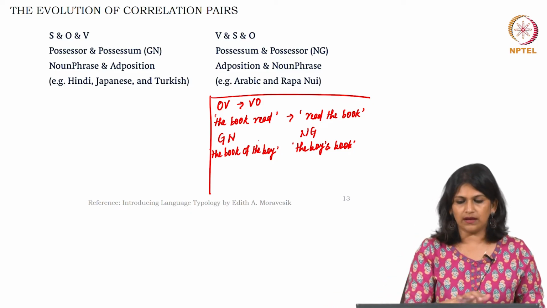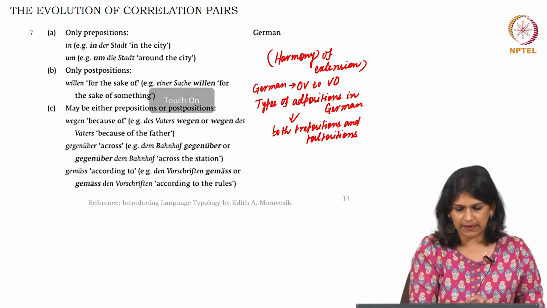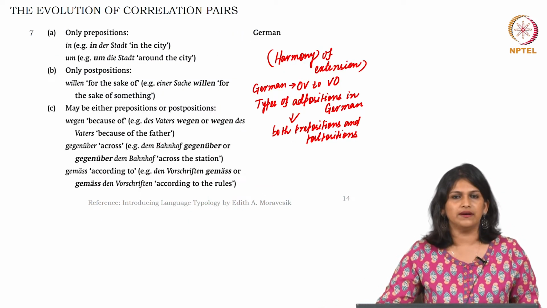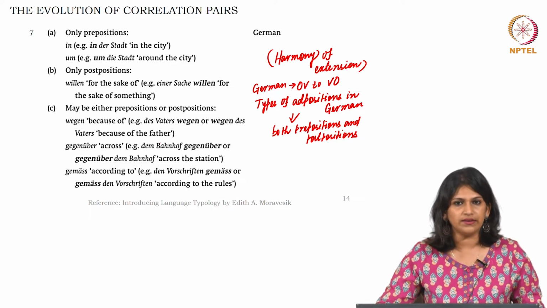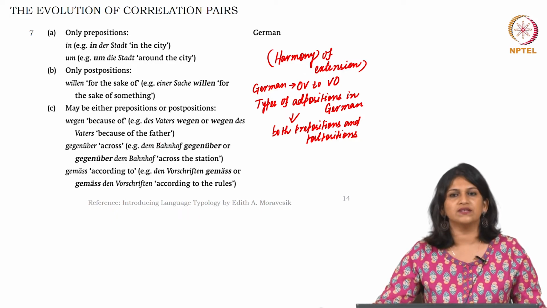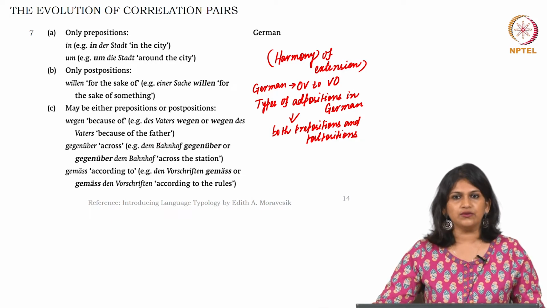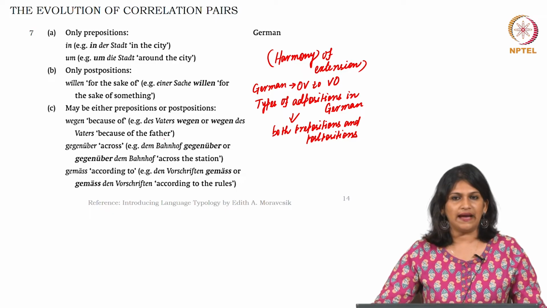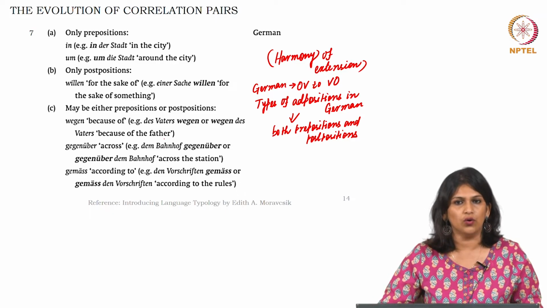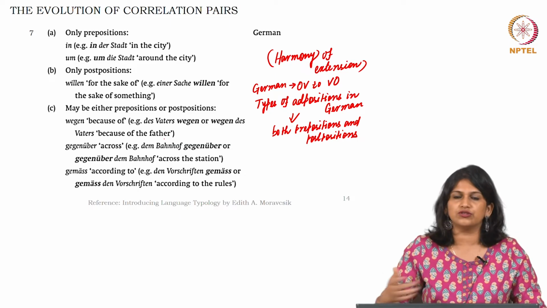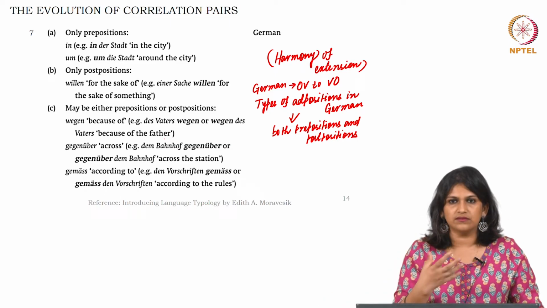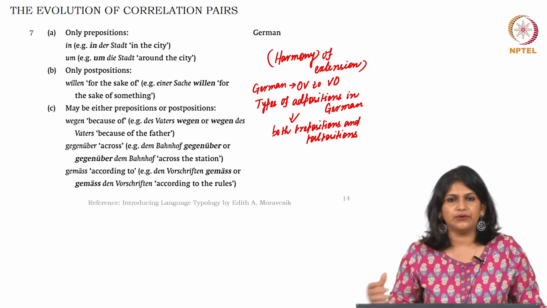One example we will discuss here. There are many examples in the book, so I have chosen only one, that is German. Why is German interesting for us? Because this language has undergone a change from OV to VO. Initially it used to be SOV, but now it has become SVO. So, because of this change or because of the evolution of these correlation pairs.